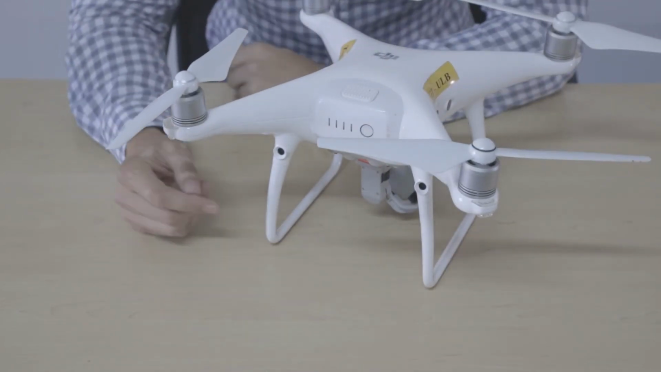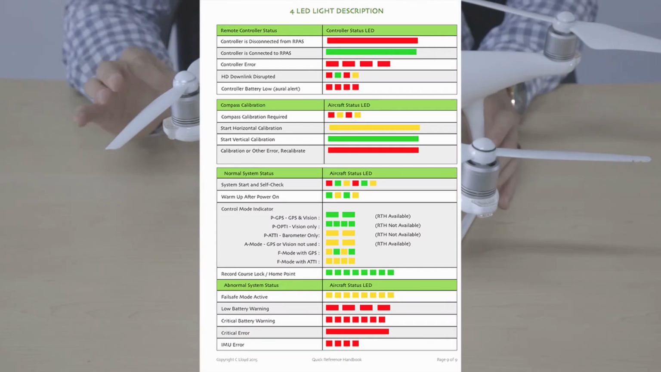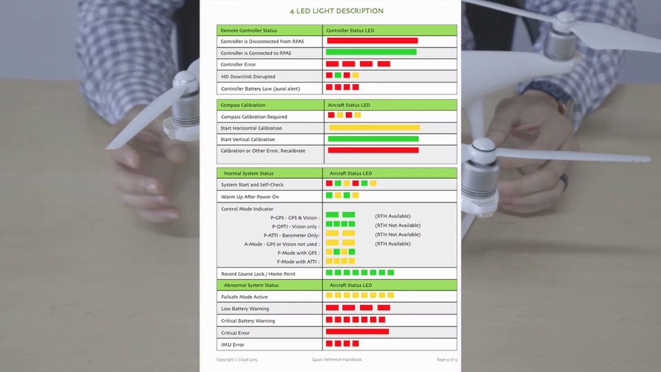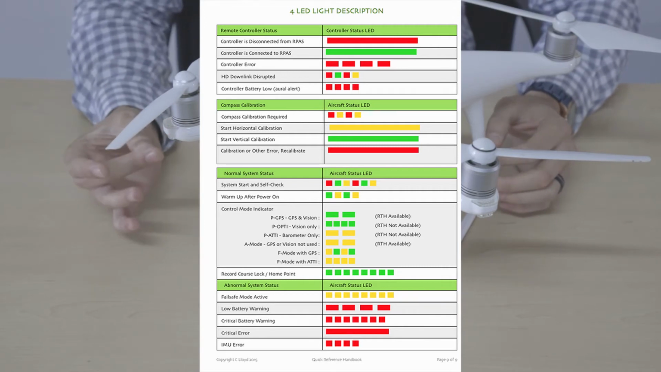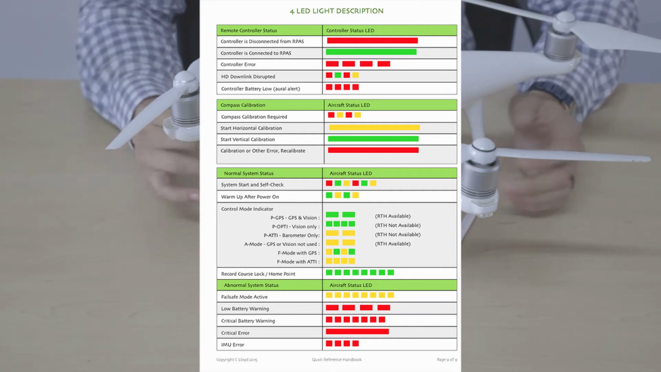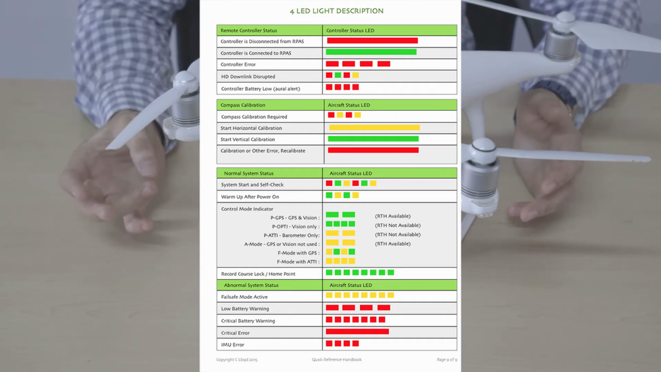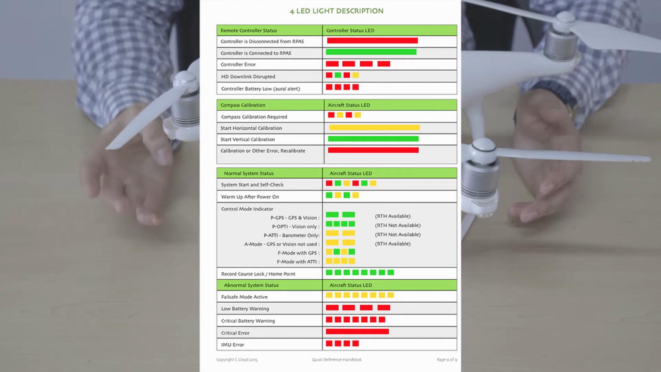The first one is green. So if you see the green LEDs at the back, this means good to go, all systems are operating. When we have a yellow flashing LED at the back, this basically means that some of the components are being turned off, so we need to fly with caution.